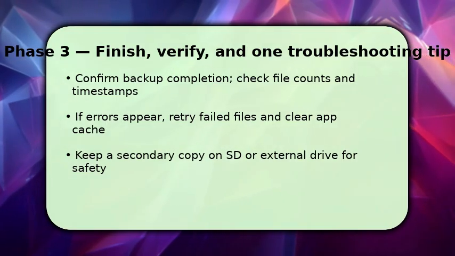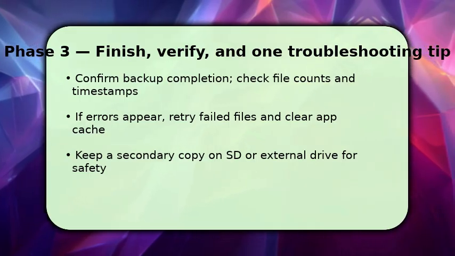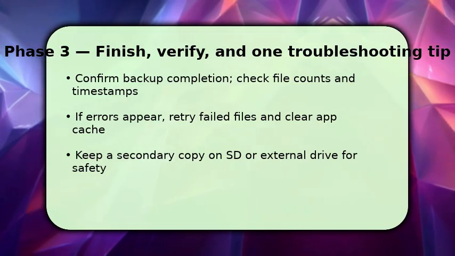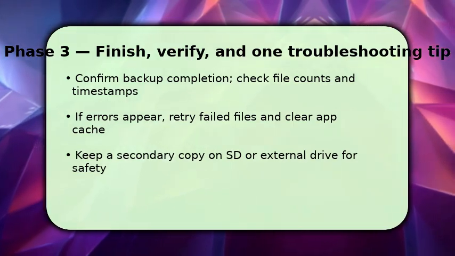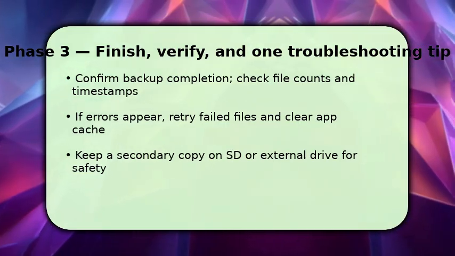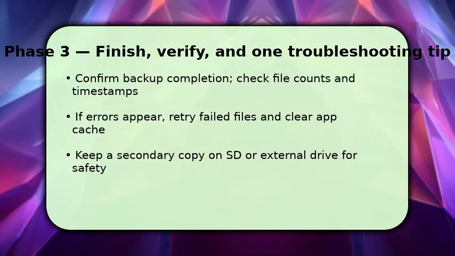If transfers stall, toggle Wi-Fi or reboot the phone, then resume. Finally, keep a secondary copy on an SD card or external drive for redundancy. That way, you avoid single-point failure and protect irreplaceable photos and videos.